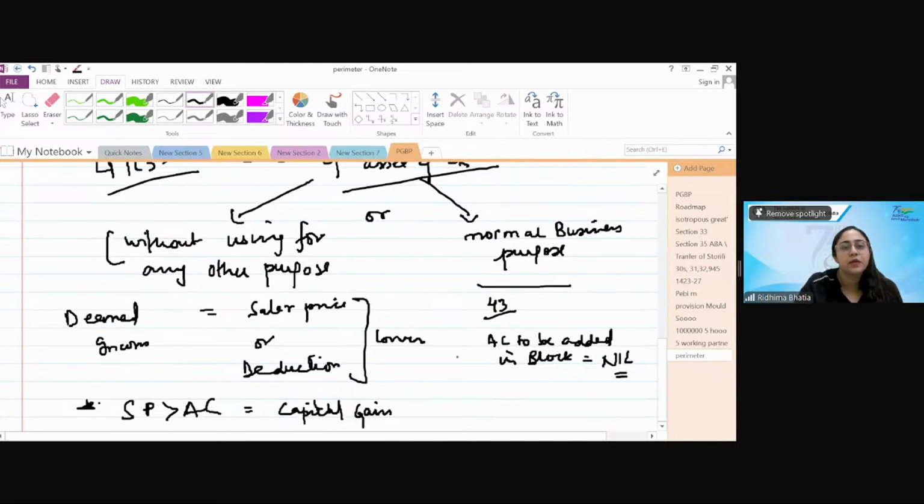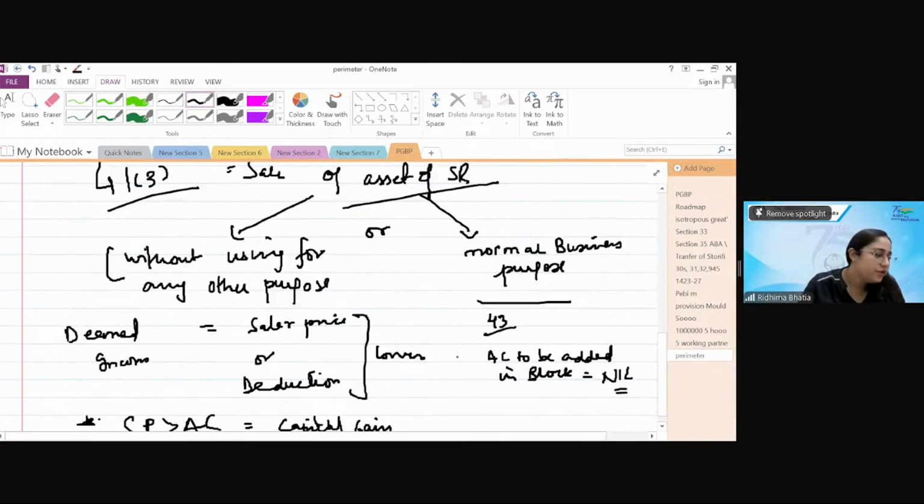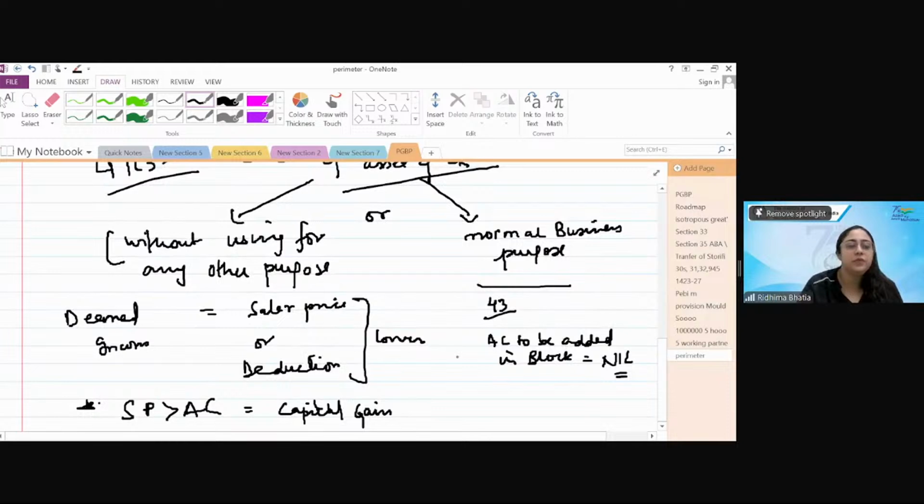Okay. So 41.3 clear? This is sale of scientific research asset.